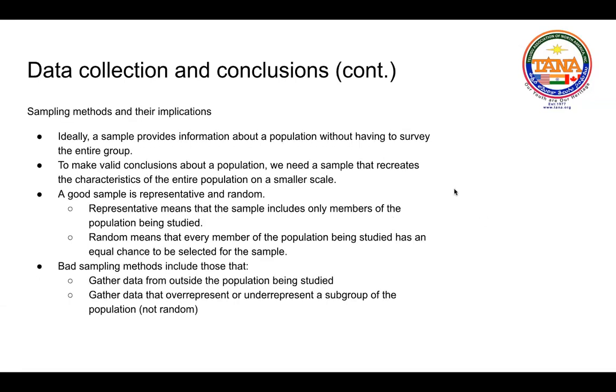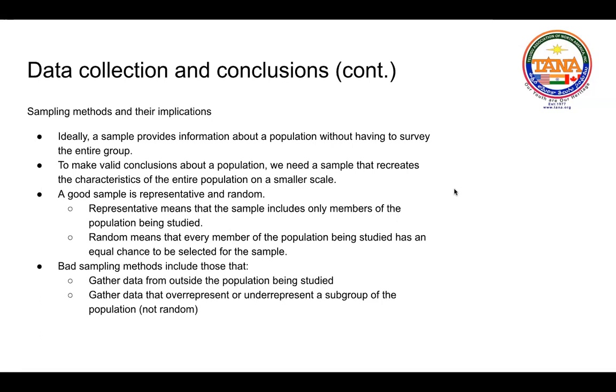So, sampling methods and their implications. Ideally, a sampling method provides information about a population without having to survey the entire group. To make valid conclusions about a population, we need a sample that recreates the characteristics of the entire population on a smaller scale. And a good sample is representative and random. Representative means the sample includes only members of the population being studied, and random means that every member of the population being studied has an equal chance to be selected for the sample.